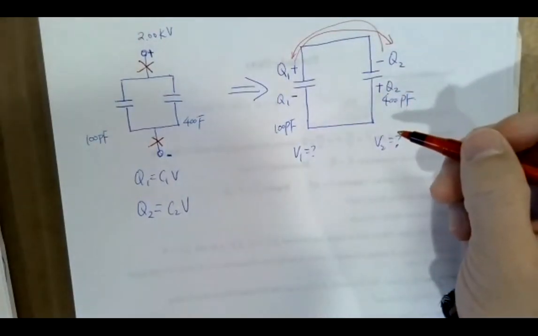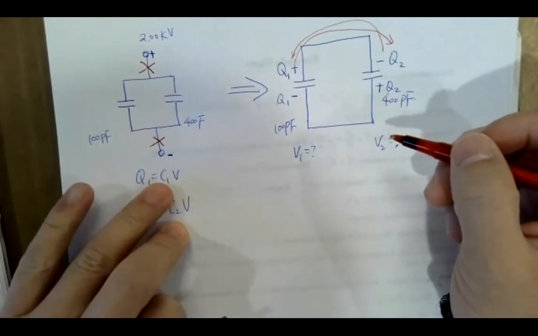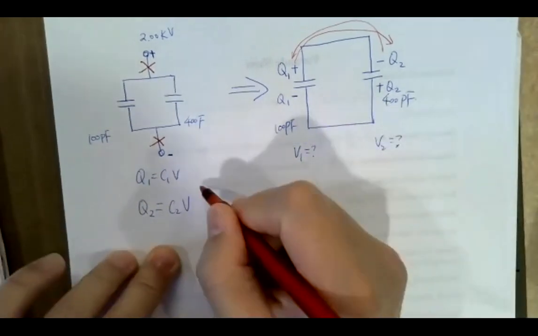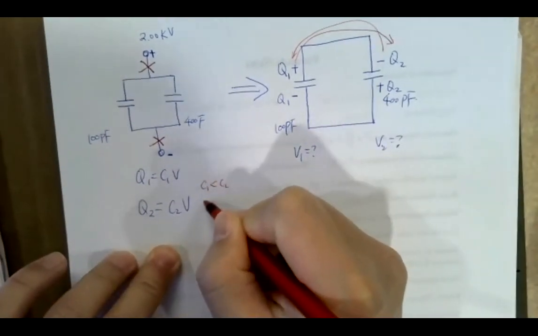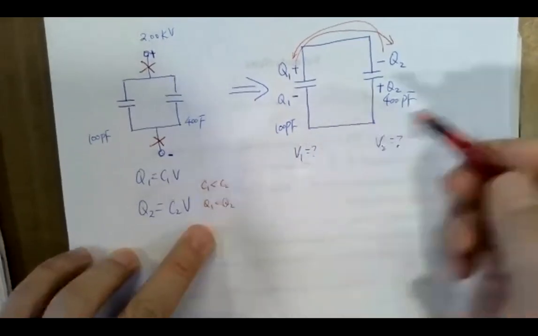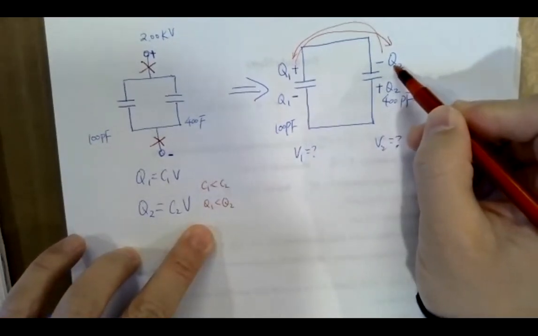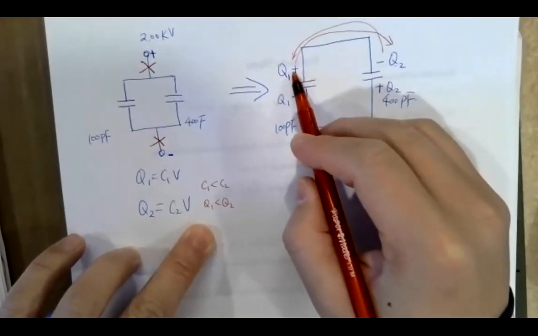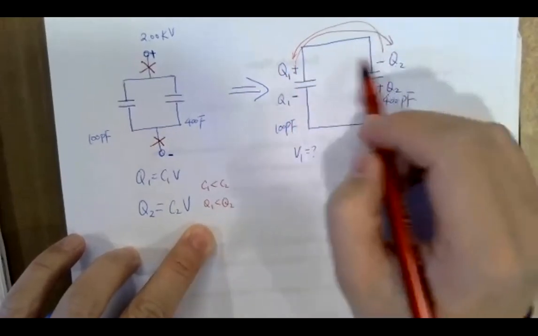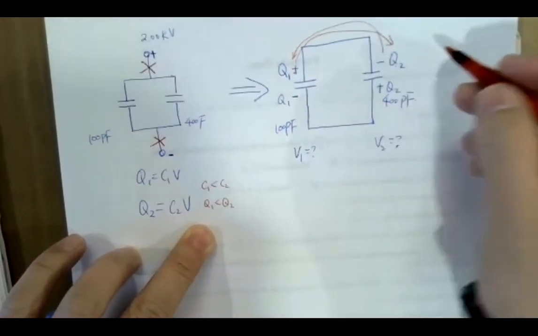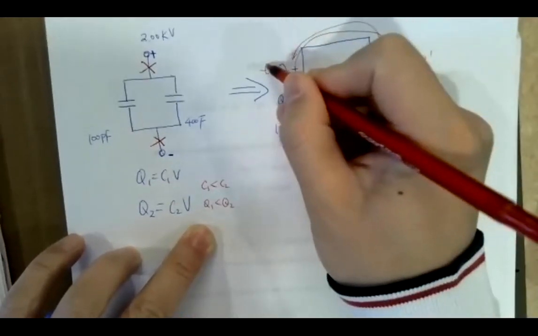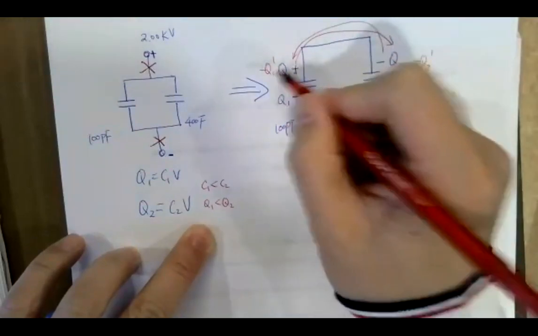Then you will get, probably, because C2 is greater than C1, that means Q2 is greater than Q1. In this case, C1 is less than C2, so Q1 is less than Q2. So minus Q2 here will neutralize the positive. Because Q1 is less than Q2, overall on the top here you'll have negative charge. So you have a negative Q2 prime here, you will have a negative Q1 prime on this, okay? So this is afterward.